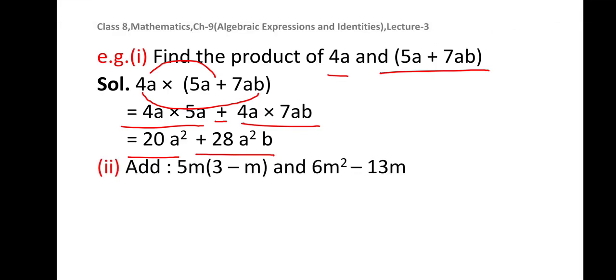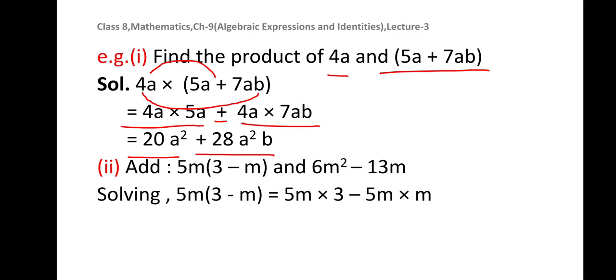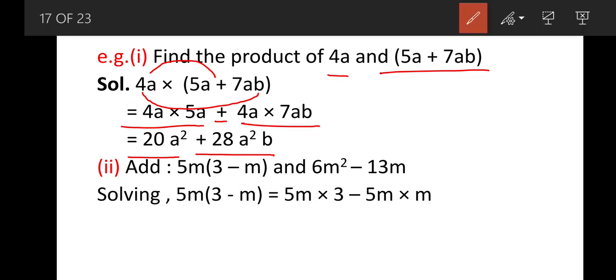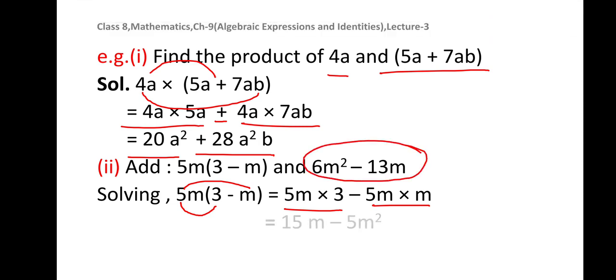Now the second example: you need to add 5m bracket 3 minus m and 6m square minus 13m. Let us see the steps and then I will explain. First of all, you need to solve this expression. 5m bracket 3 minus m, using the distributive law, this is to be multiplied by 3 first, like 5m into 3, and then minus sign 5m into m. Like this I have written here. First of all, you need to multiply and then add it to this expression. It will be 15m minus 5m square.